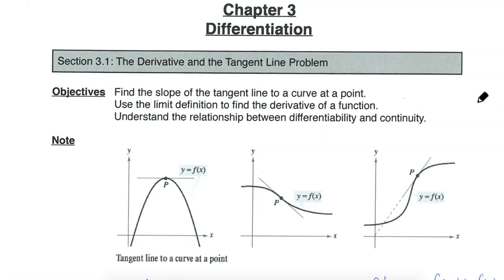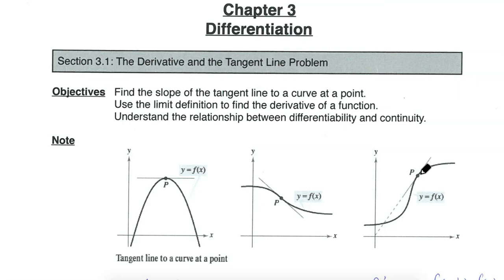Okay, let's start with section 3.1 for this screencast. So the objectives here are going to be to find the slope of the tangent line to a curve, slope being how steep it is at a certain point. For example, here it's horizontal, so the slope is 0, here the slope is negative, and here the slope is positive. The second objective is going to use the limit definition to find the derivative of a function, as you have seen in pre-calculus, and then understand the relationship between differentiability and continuity.